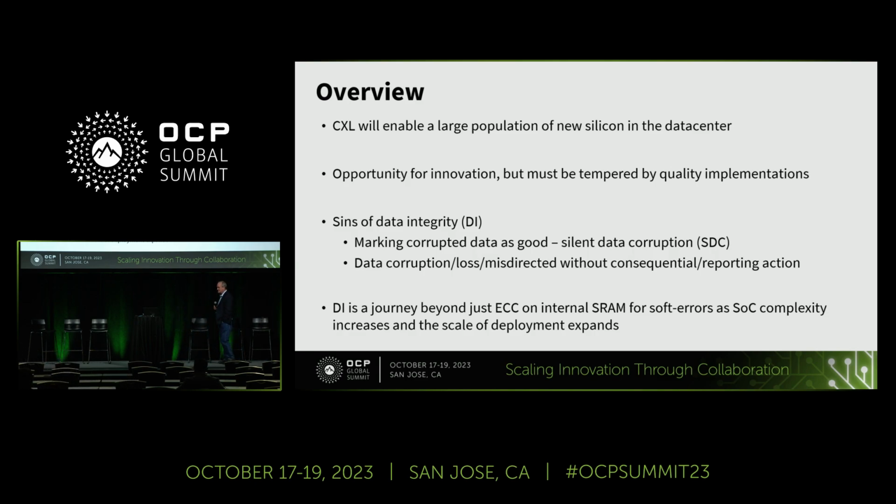CXL is going to enable a large population of new silicon in the data center, and last year Meta published a few papers where they complain that at scale they're seeing data corruption events. They're seeing CPUs calculating answers wrong. They're seeing a non-zero probability that you're going to get something that's sick.